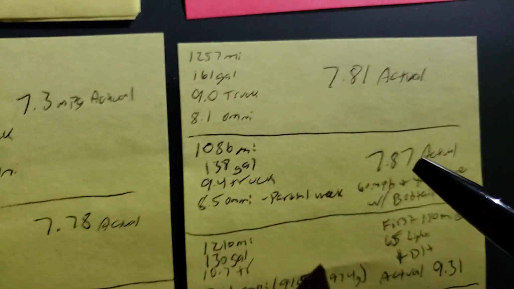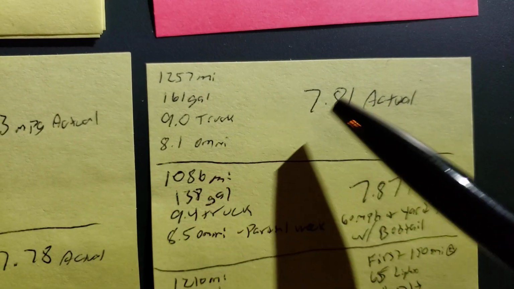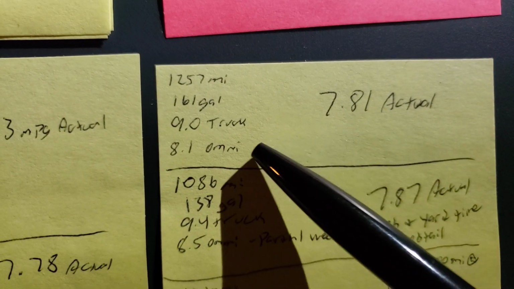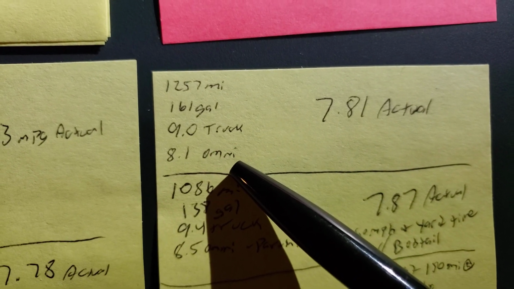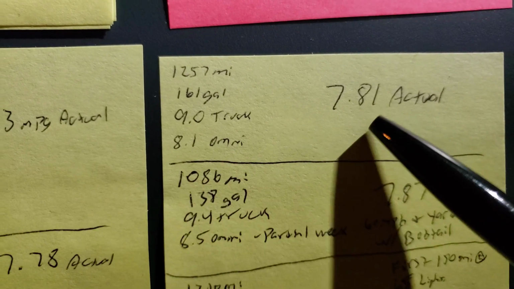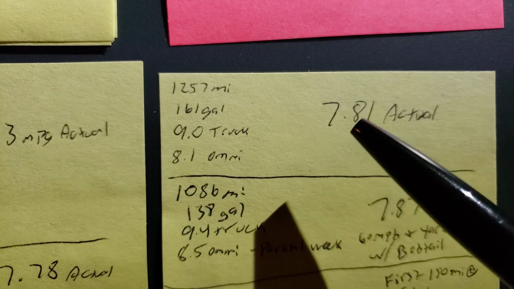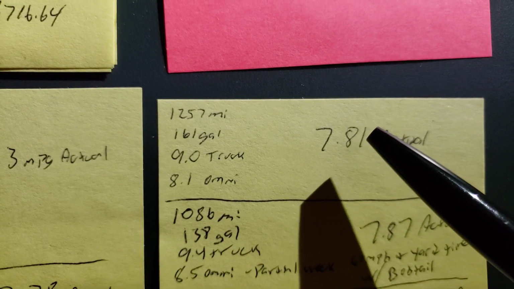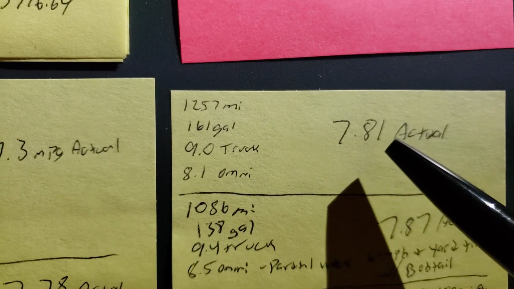All right, so I kept going. Next time was 7.8 actual. Truck was saying 9. OmniTrack was saying 8.1. So that's a little closer. Again, still cold. Still a lot of APU usage and stuff like that.